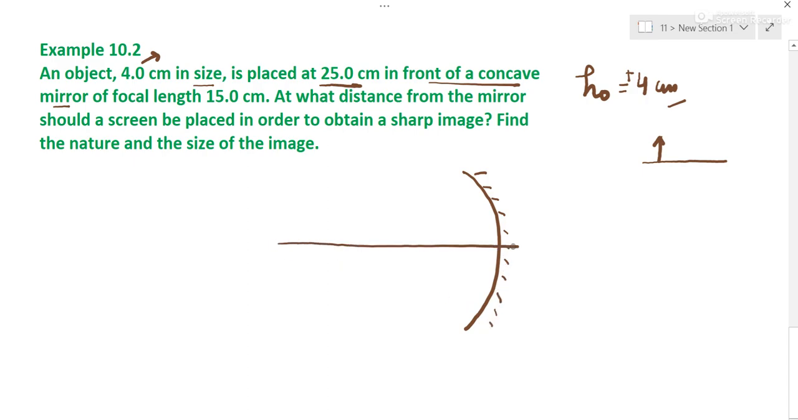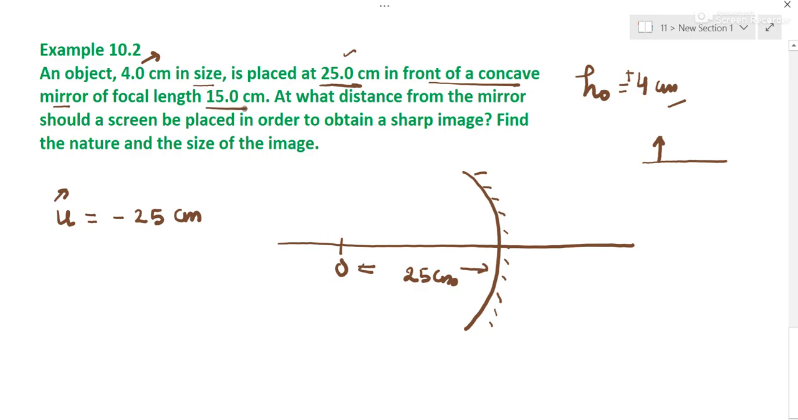Where is the object placed? The object is placed at 25 centimeter. The distance of the object is 25 centimeter. So we'll take the distance of the object as minus 25, because in front of the mirror is negative. U is always taken negative. U is the distance of the object.